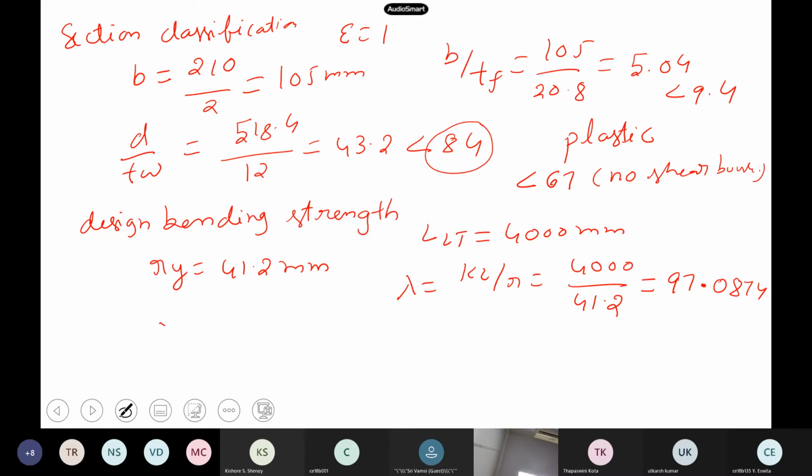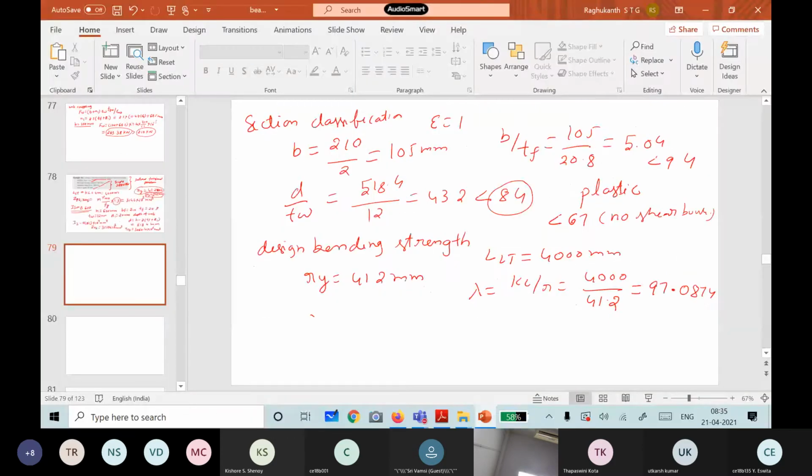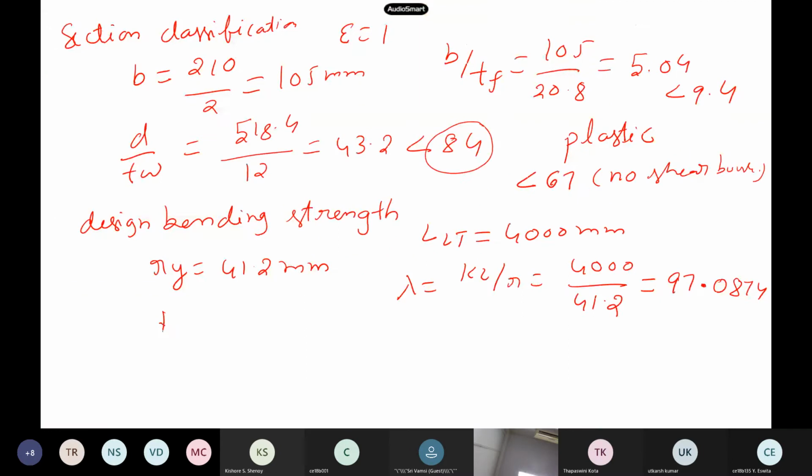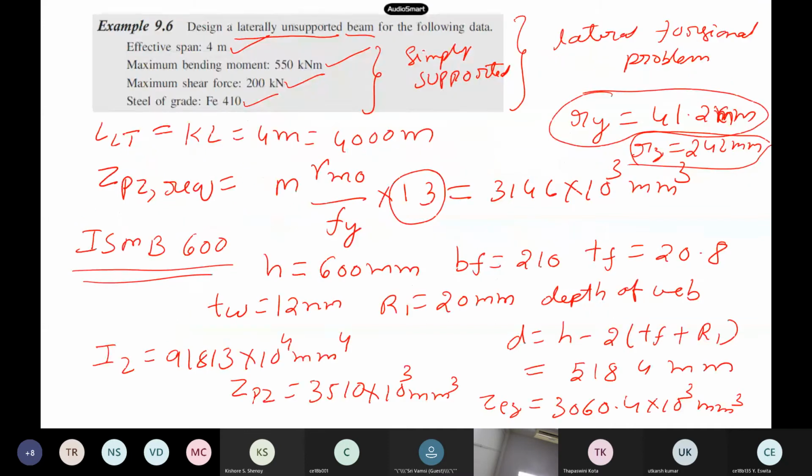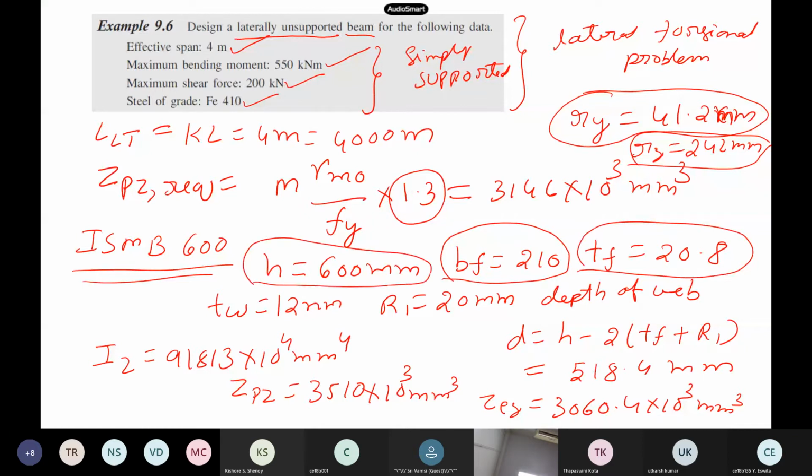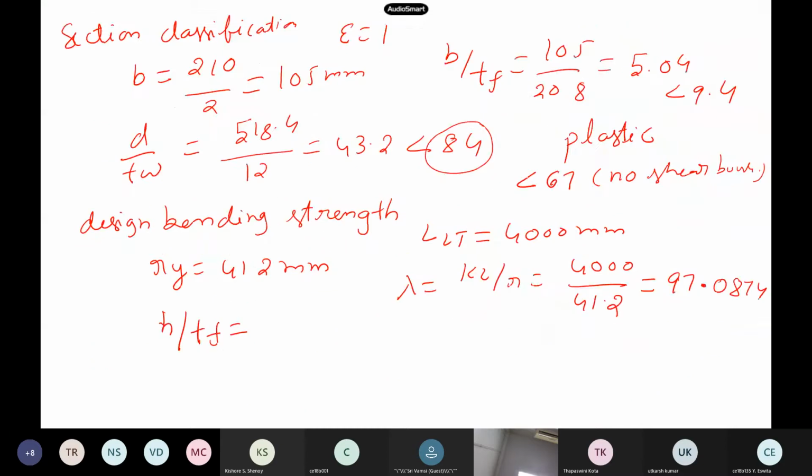Now you find out H by TF. That is, the width of the flange to the thickness of the flange here. So what was the width of the flange, the breadth of the flange? Say, approximately, I think 210 was this one. Thickness of the flange was, you say, 20 point, H is 600 mm. Okay, 600 mm is the depth.